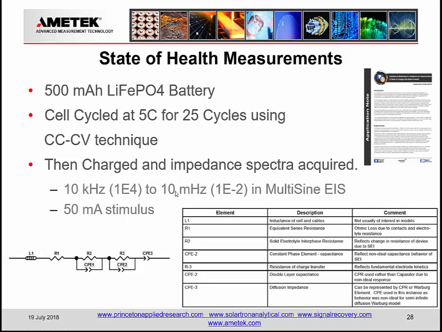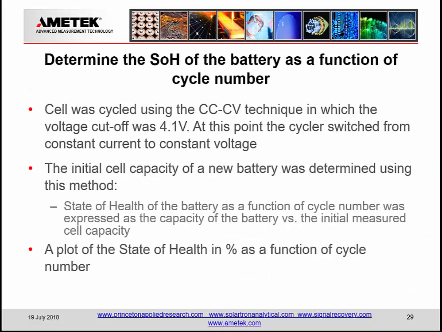Importantly, I'm going to run a multi-sine because I'm going to run down to 10 millihertz, a reasonably low frequency. All of this is documented in an application note published on our website. So really, I'm going to charge up to 4.441 volts, then swap over to constant voltage, and I'm going to determine something called state of health, which is a ratio between the amount of charge delivered on the first cycle versus each subsequent cycle.